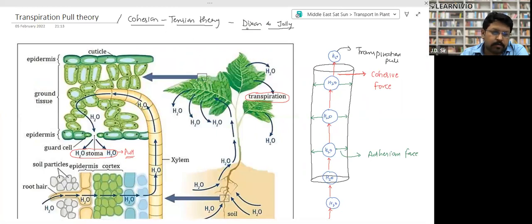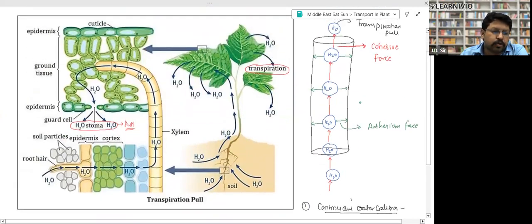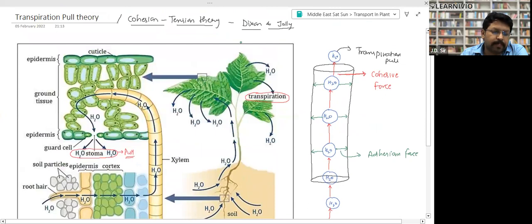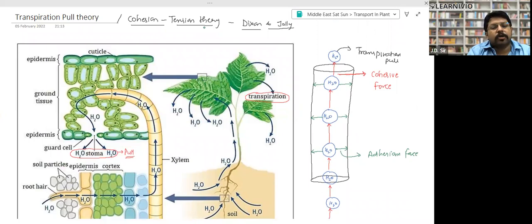Look, there is a theory of water ascent. This theory is called the transpiration pull theory, right? The transpiration pull theory was given by two scientists, Dixon and Jolly. So Dixon and Jolly are the two scientists who gave this theory, and the same theory is also known as the cohesion tension theory.